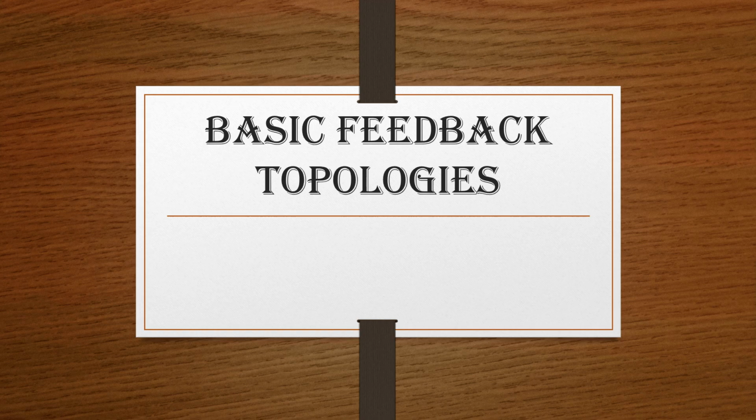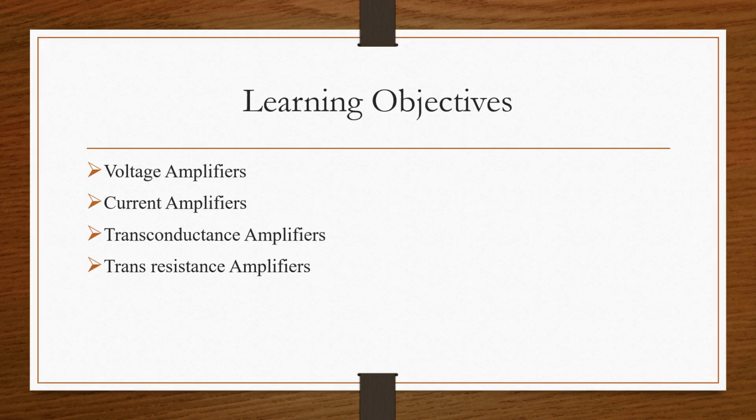Good day learners. In this video, we are going to discuss the basic feedback topologies. Let us understand and discuss the four types of feedback topologies, which are voltage amplifiers, current amplifiers, transconductance amplifiers, and transresistance amplifiers.